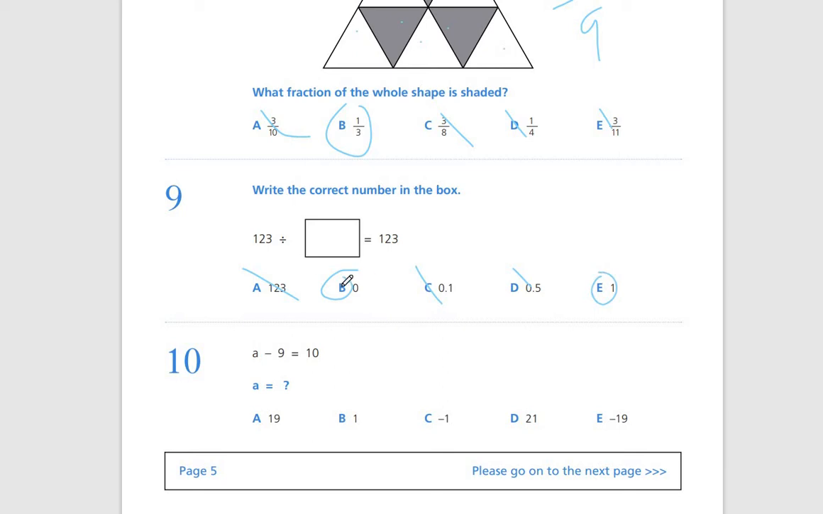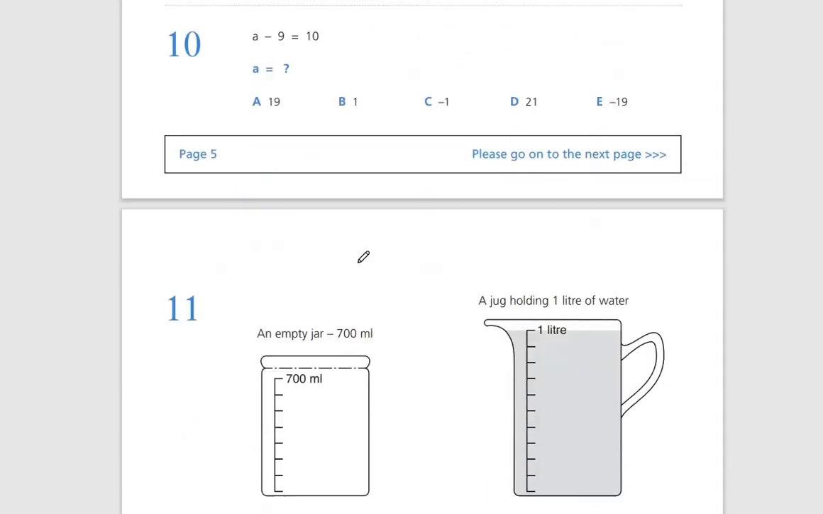What I'm thinking, be 0. 123 divided by 0 is 0. But by 0, you're basically meaning you're dividing it by nothing. You still get 123. I will come back to that.